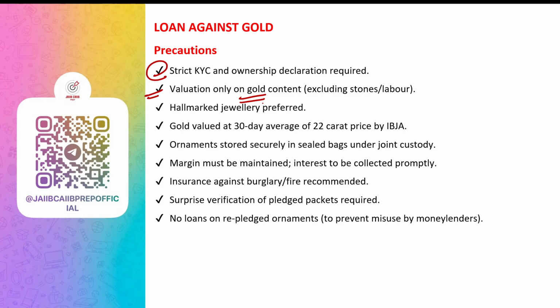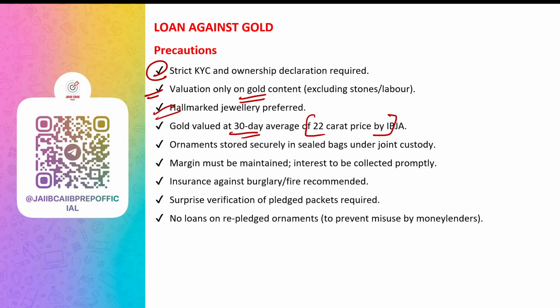So RBI requires banks to value at the 30 days average of the 22 carat price published by IBJA. Basically, this is the Indian Bullion and Jewellers Association, and if the ornament is less than 22 carats, then the value is proportionately reduced. Preference is given to hallmark jewelry for easier and safer valuations.